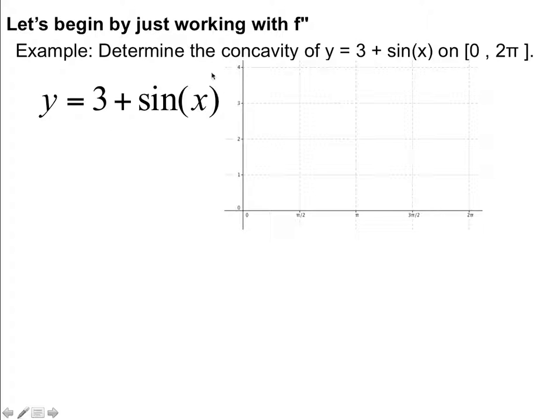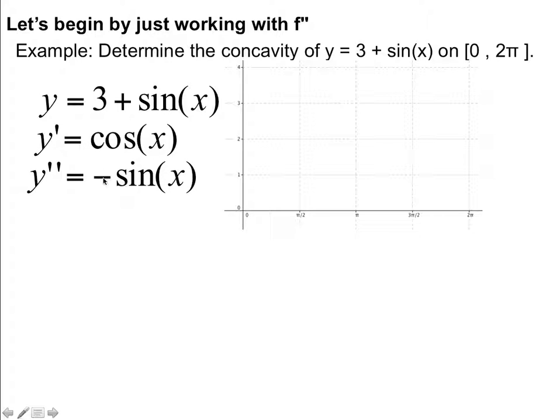So here's the function. Let's take its derivative. So its derivative is cosine x, right? The derivative of 3 is 0. And then let's take the derivative again. So the derivative of cosine x is minus sine x. Okay?